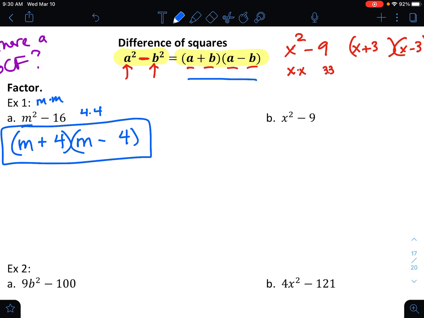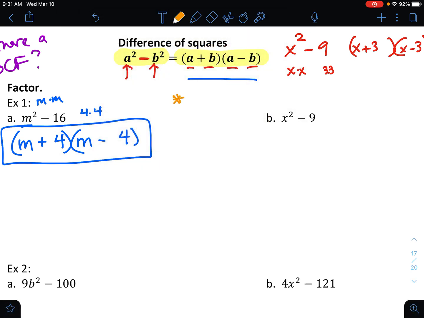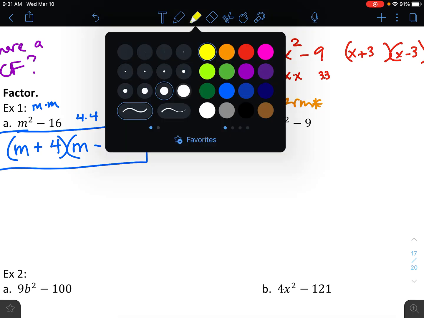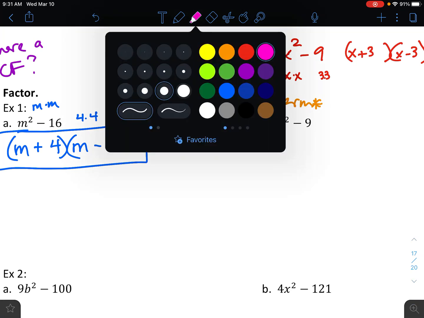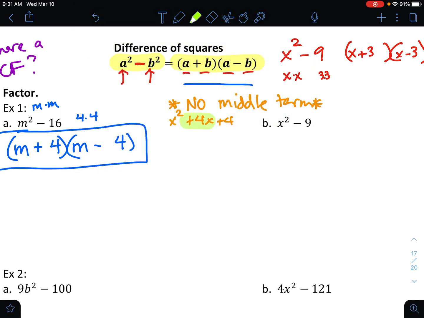For the second one, I'm going to add a note here about the middle term. It's not a very good description, so I'll put a little star there. If you had x squared plus 4x plus 4, the 4x is going to be your middle term. Oops, that's not a very good color. That didn't show up very well, did it? Let's try this chartreuse color. That's better. There's going to be no middle term.